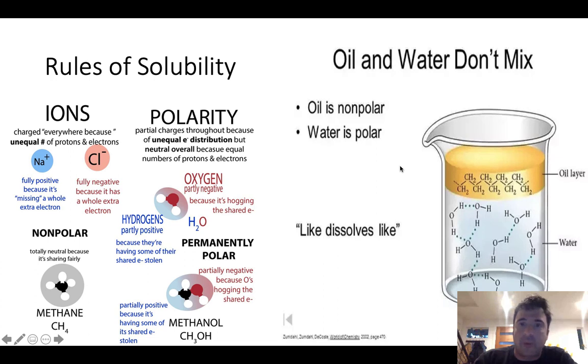Nonpolar solutes, on the other hand, like fats, oils, have these bonds in which there's no charge, and when you put them into water, they will actually separate out because there's no basis for interaction. So, long story short, the rules of solubility are likes dissolve likes. Polar solutes will dissolve in polar solvents. Nonpolar solutes will dissolve in nonpolar solvents.